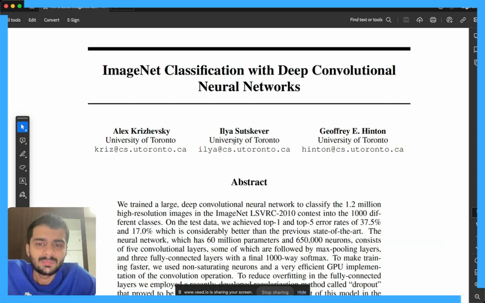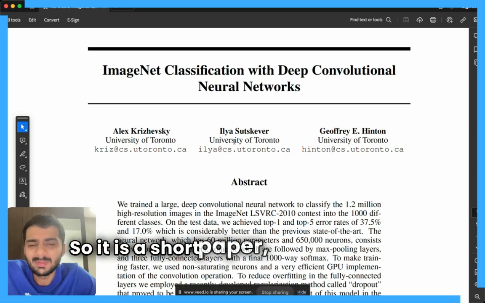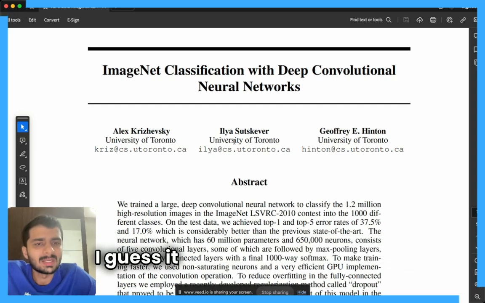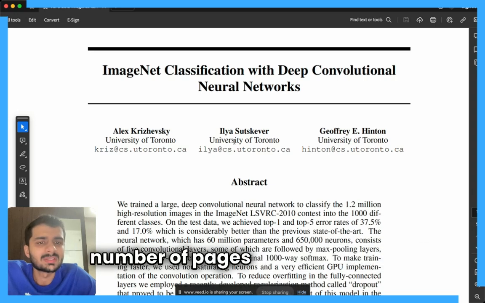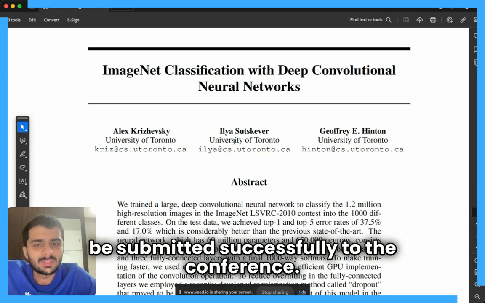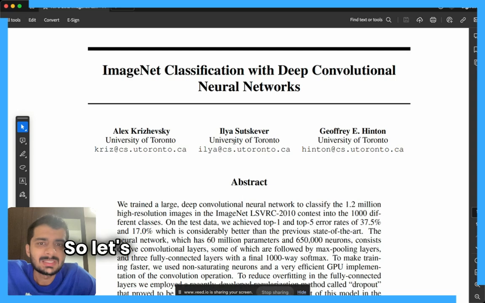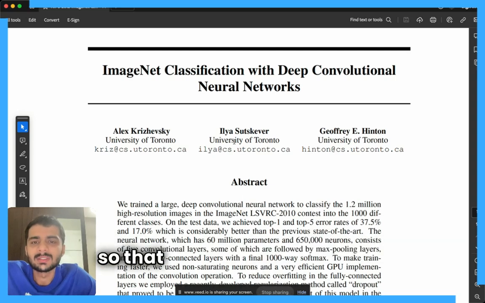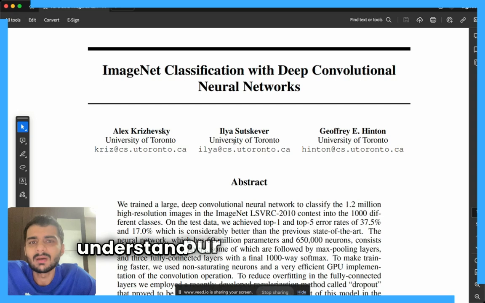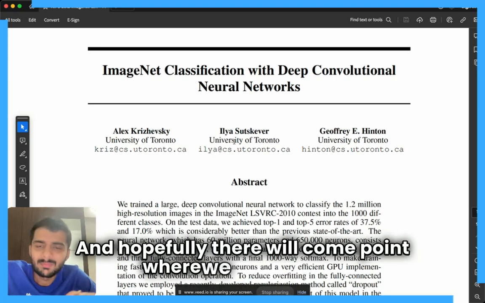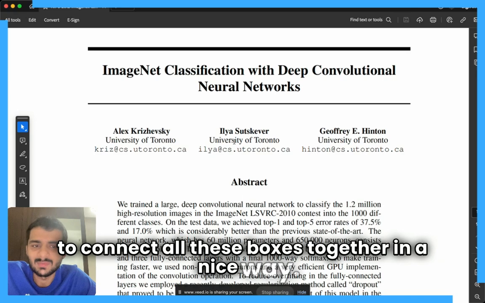So it is a short paper. It is a very easy read. I guess it had restrictions in the number of pages so that it could be submitted successfully to the conference. That's why they had to cut it short, but it makes for an easy read. So let's try to understand this seminal paper so that we put one more box to understand our journey of artificial intelligence, and hopefully there will come a point where we'll be able to connect all these boxes together in a nice way.